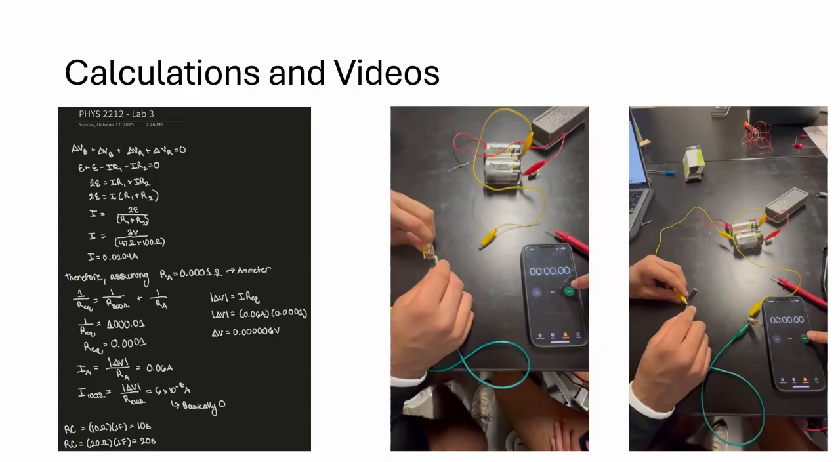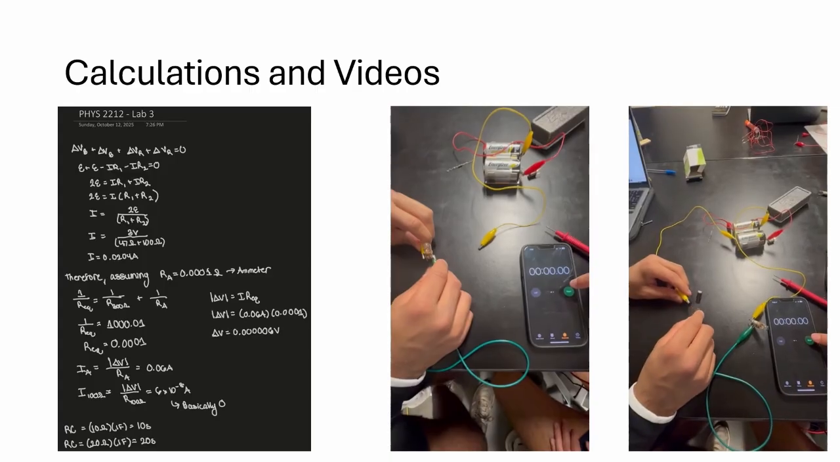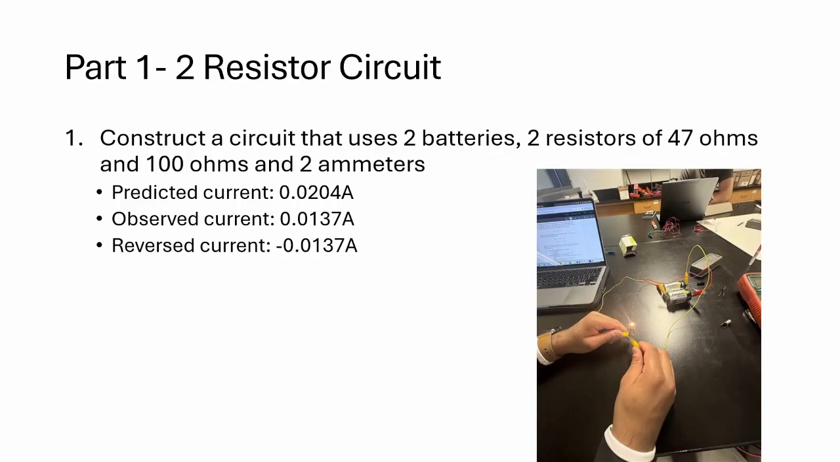Here on the left we have all the calculations, and on the right we have the 2 videos of the 20 ohm resistor being charged, and one is creating a 2-resistor circuit. We construct a circuit using 2 batteries, 2 resistors of 47 ohms and 100 ohms, and 2 ammeters. Our predicted current was 0.02 amps. Our observed current was 13.7 milliamps, and our reversed current was negative 13.7 milliamps.